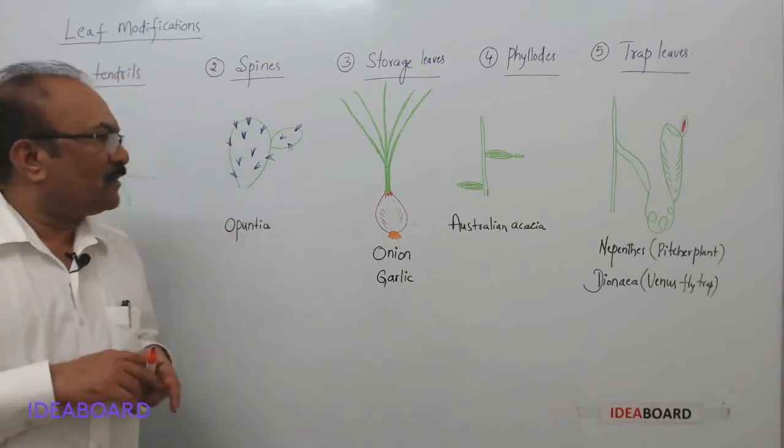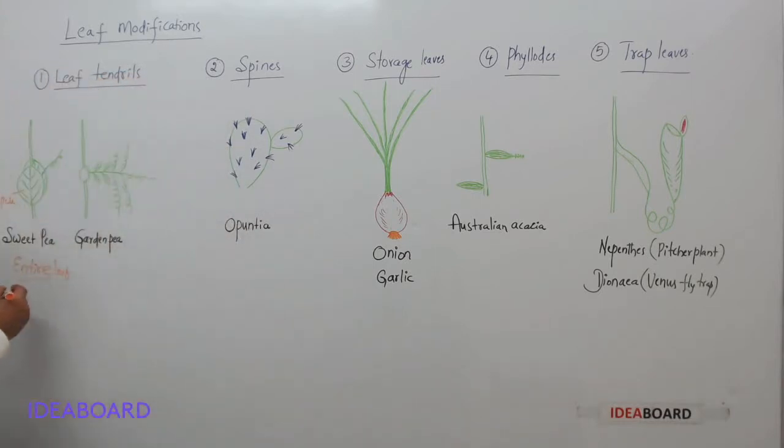That's what you will find in the sweet pea, whose scientific name is Lathyrus. In a similar way, you will find in garden pea, Pisum sativum, foliar stipules here also. These are stipules.